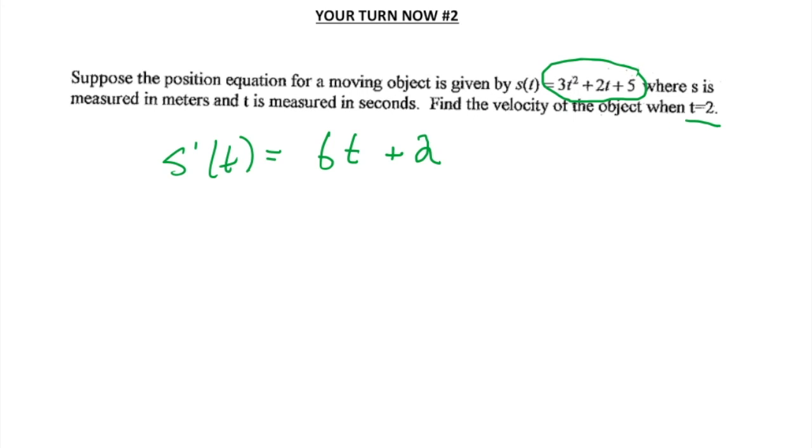And the question is, find the velocity of the object when t equals 2. So I'm going to use a different color here, and I'm going to substitute a 2 in for the t. So it's going to be 6 times 2 plus 2. 6 times 2 gives us 12, and 12 plus 2 gives us 14. So the velocity at t equals 2 is going to be 14, but it's going to be meters per second.